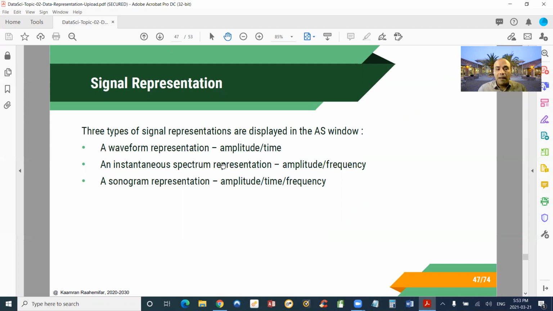Now, when we talk about the signal representation, we have a waveform representation. I'm going to show you an example. We have a spectrum representation, and we have a sonogram representation. These are just a few. Don't assume that we have covered all of the keywords and all of the representations in this short slide. As you can see, the slide was supposed to be 74 pages, and I had to cut them down so that we are going to keep it as simple as we can.